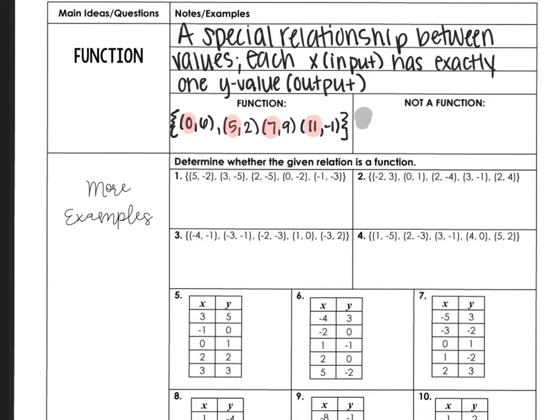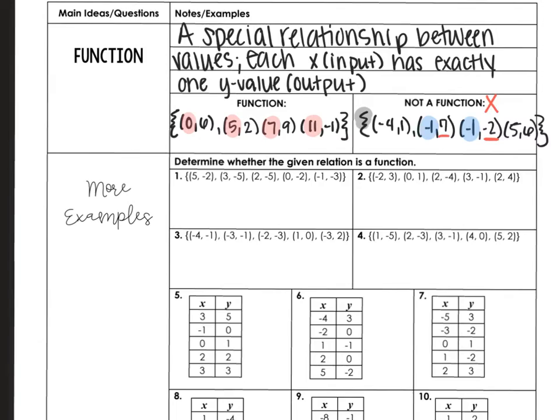However, over here, these values would not be a function. And the reason why these would not be a function is because here there are two -1s, and they both have a different y value. So these are not a function.